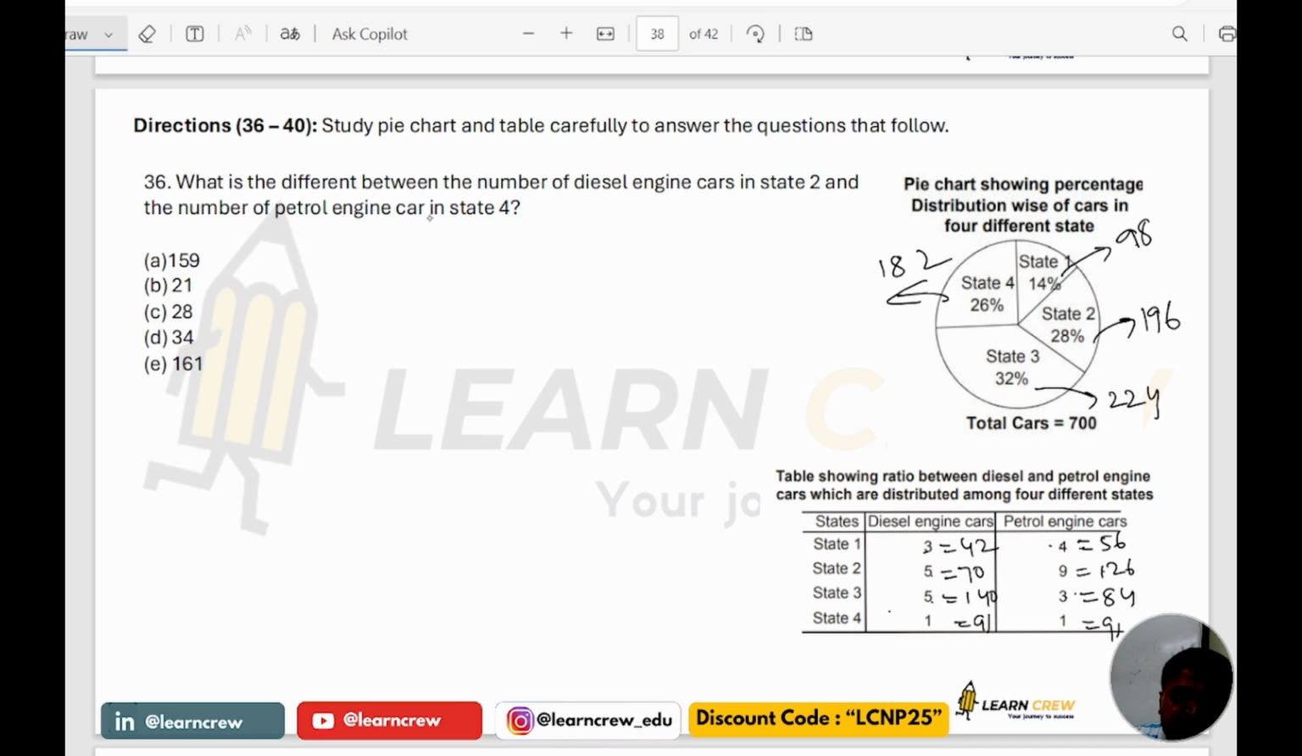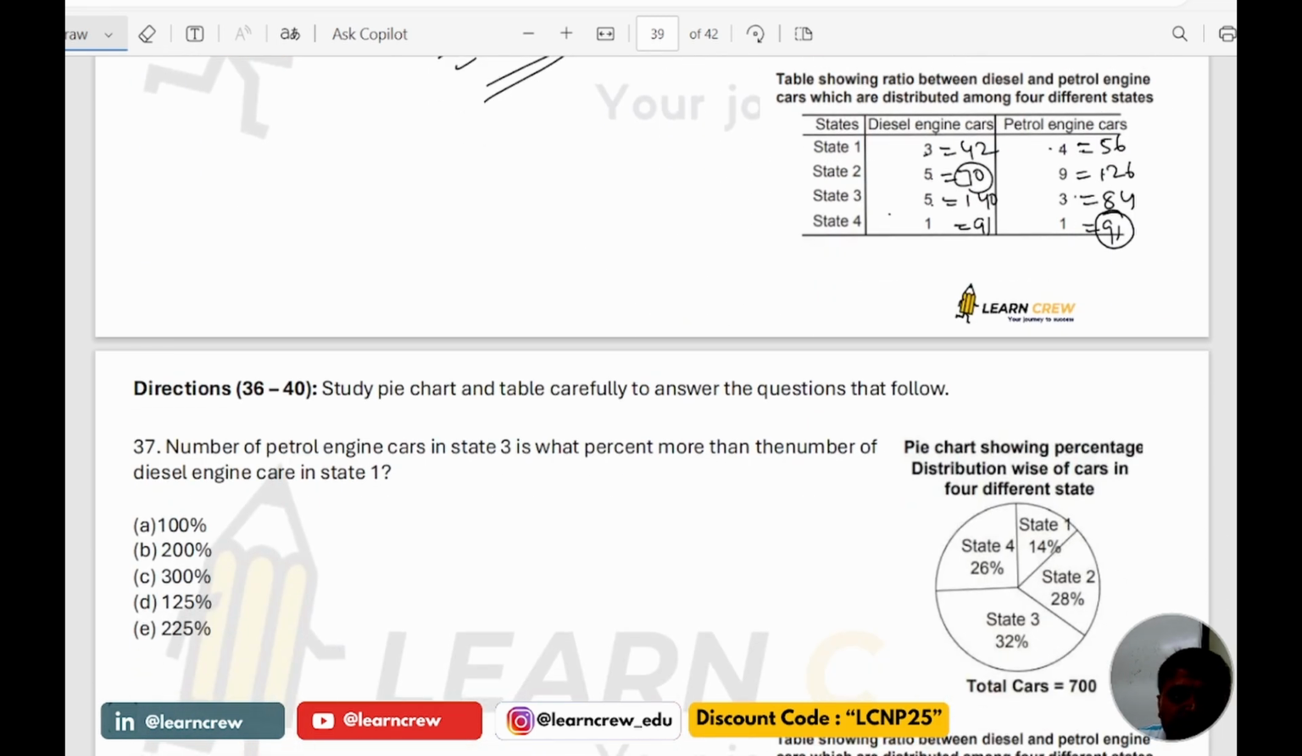Now what is the difference between the number of diesel engine cars in state 2 and the number of petrol engine cars in state 4? State 2 diesel engine cars 90, state 4 petrol engine cars 91. So the difference 91 minus 70 is how much? 21. So answer is 21.